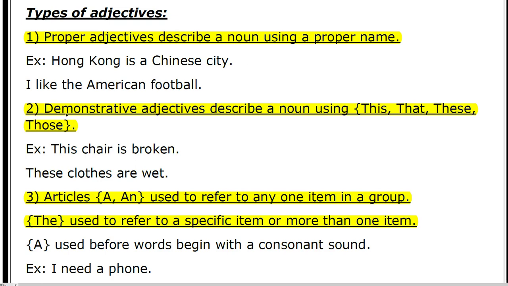Okay? I like the American football. Where is the proper adjective? Of course, American. It starts with a capital letter and it describes the noun football.